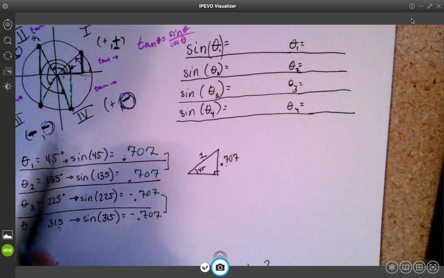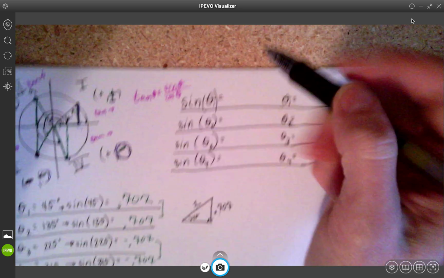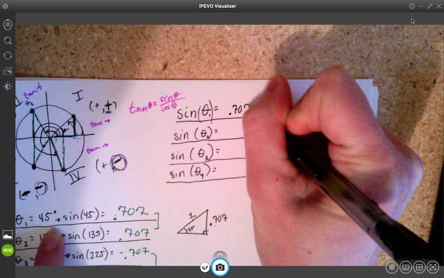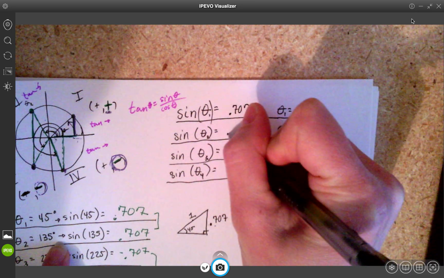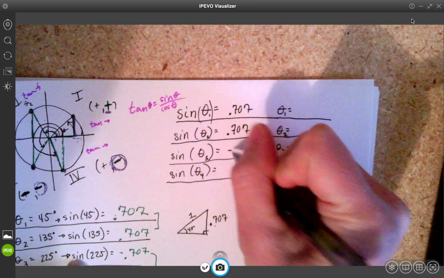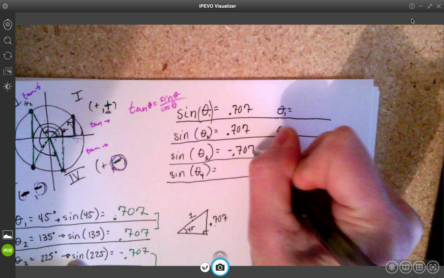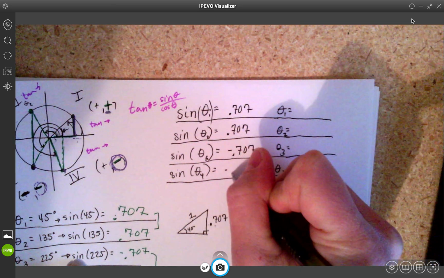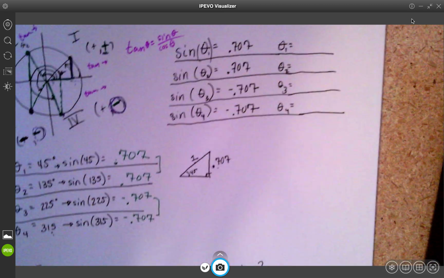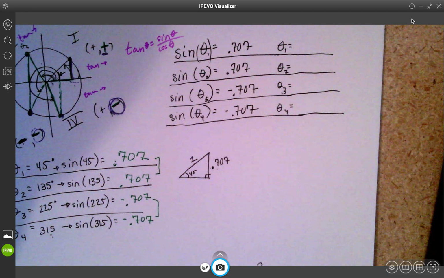So we're going to see if we can backtrack. We know that the sine of theta 1 is 0.707 and the sine of theta 2 is 0.707. And then theta 3 is negative 0.707 and theta 4 is negative 0.707. Okay, so let's see if we can use our calculator to backtrack and figure out what that is.